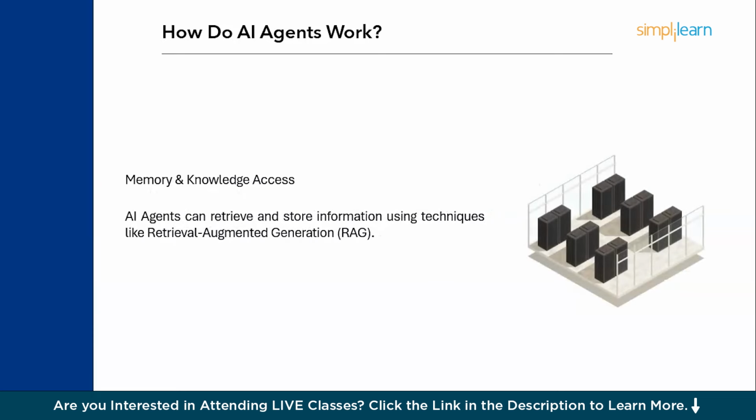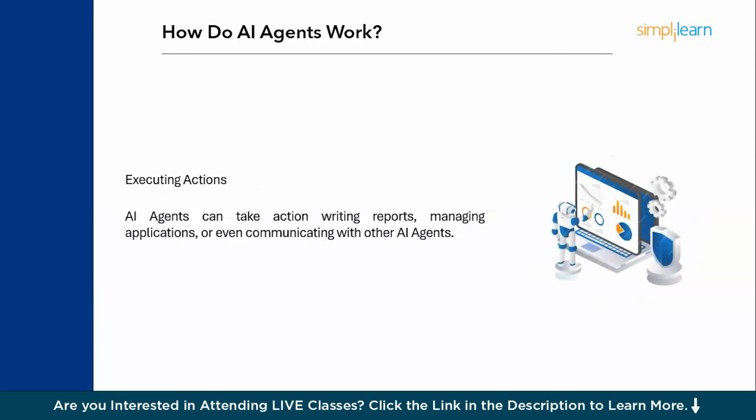Now, the third one is about memory and knowledge access. AI agents can retrieve and store information using techniques like RAG, also known as retrieval augmented generation. This allows them to integrate company specific data, market research, or customer support queries to generate up to date responses. Now, the last and important step, execution of actions. Beyond just processing information, AI agents can take actions, writing reports, managing applications, or even communicating with other AI agents. This makes them powerful automation tools capable of independently handling complex workflows.